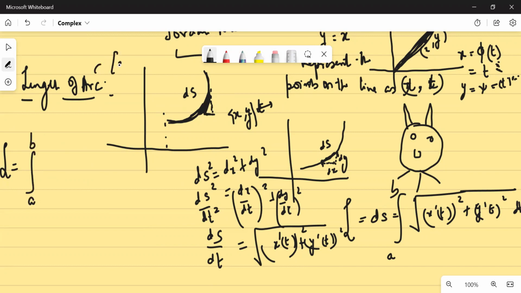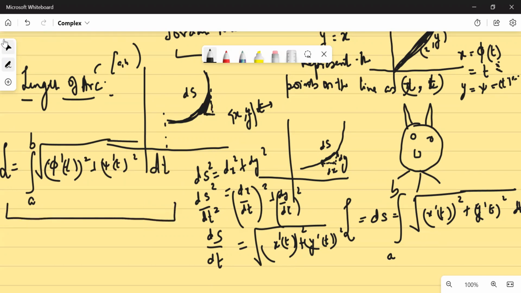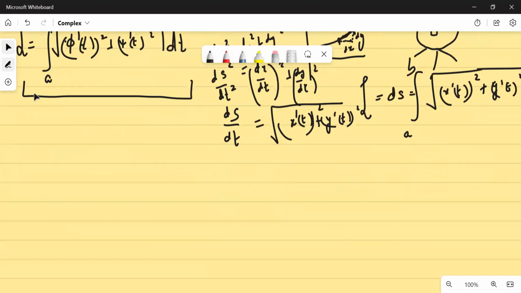Let's say the length of the arc in the interval a to b is given by the integral of root over phi dash t whole square plus psi dash t whole square dt. Yes or no? ये बात समझ में आई? This will be the length of the arc. Yes or no? बढ़े आगे? हाँ भैया.